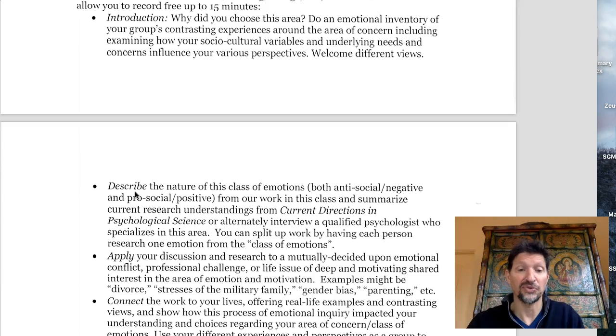If you really have another great source that's a peer-reviewed source, I have no problem with that. Just let me know. You'll be doing a proposal here, but this is the outline. You can split up work by having each person research one emotion from the class of emotions. A lot of them have like 6. You can literally have people doing one emotion each and you just share it together.